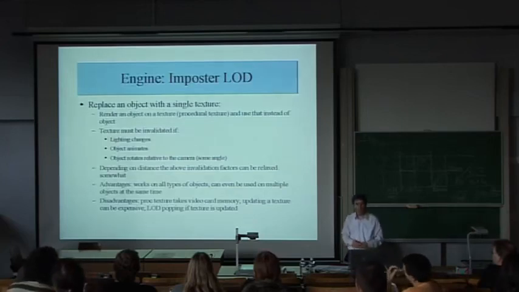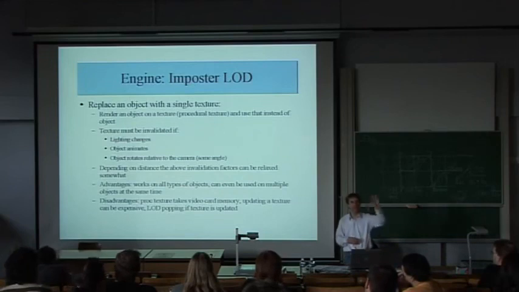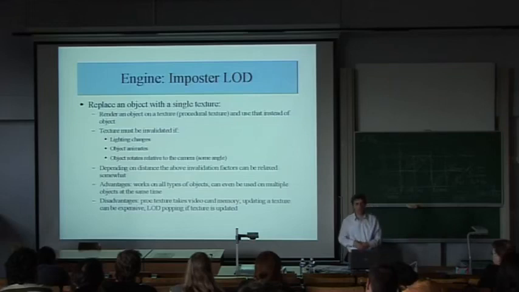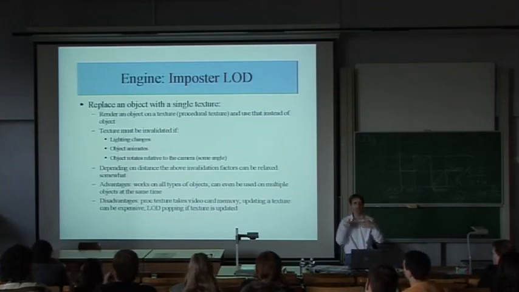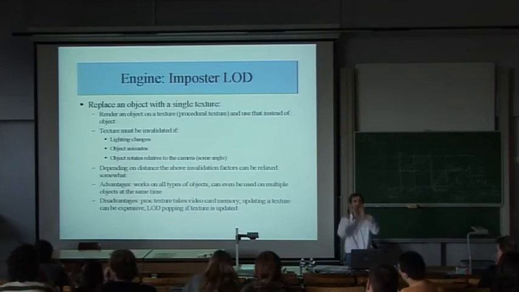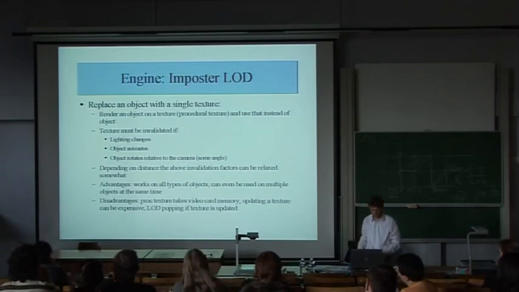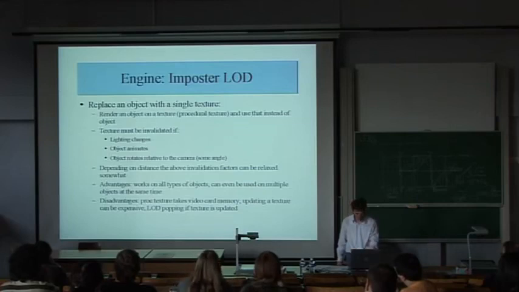Imposter level of detail is also very important. It means that you can say you have a very complex tree with lots of leaves, and when it's close, you want to render it in a lot of detail, but when the tree is on a mountain, you don't want to do that. So you could replace it with a lower detail version, or you could let the engine calculate that for you, render that tree once on a texture, and then use that texture instead of the original tree, for example. So we have support for that, but it's not completely functional yet.